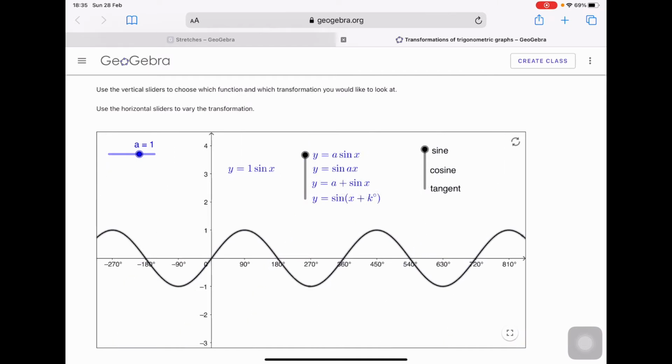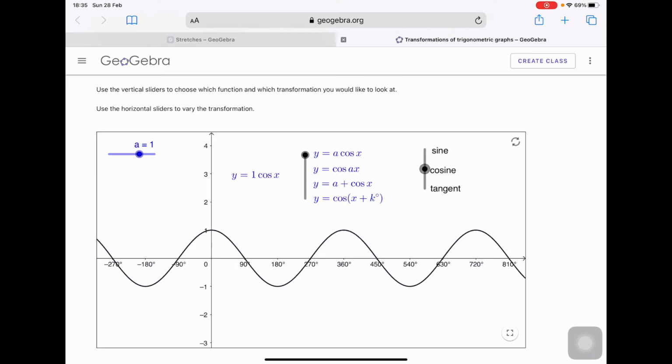Another keyword I want to mention is amplitude. Unfortunately, I can't write on this screen right now because it's on the internet, but please make sure you make a note of these keywords in your books. Amplitude is the distance between each peak and trough on this sine graph to the x-axis. So right now, it has an amplitude of 1. If we have a look at the cosine graph, this also has an amplitude of 1.